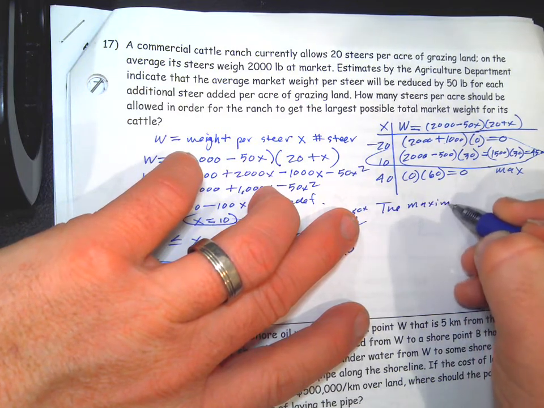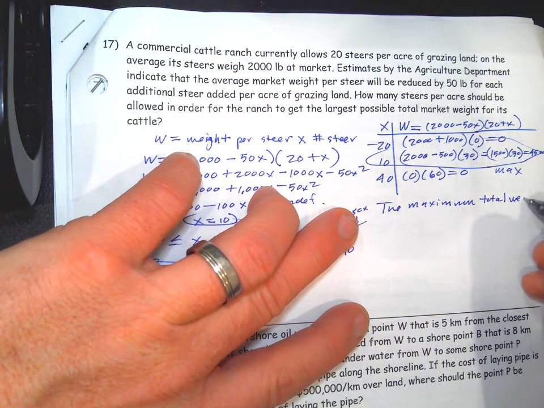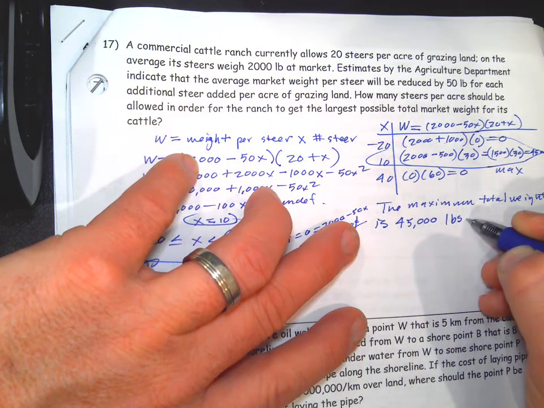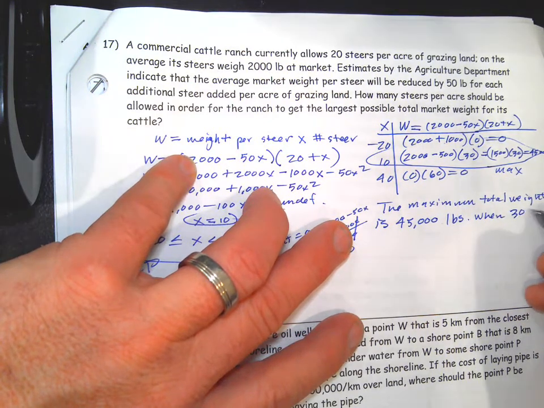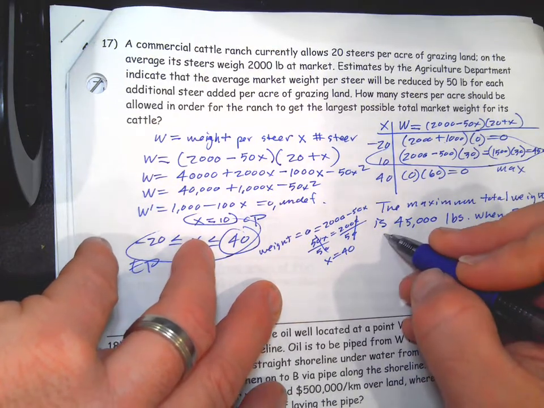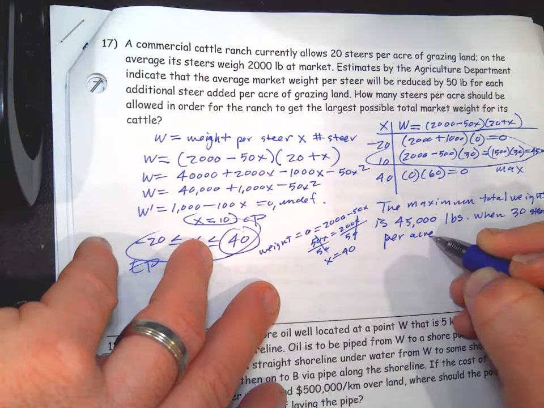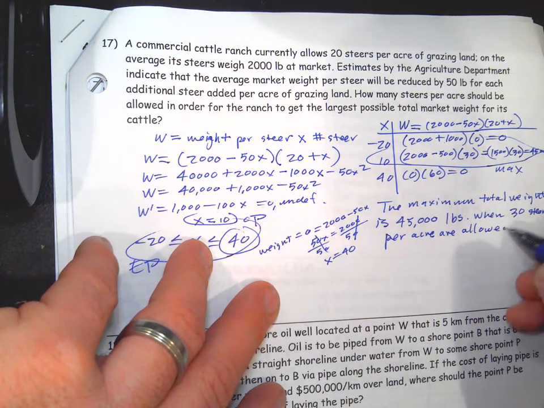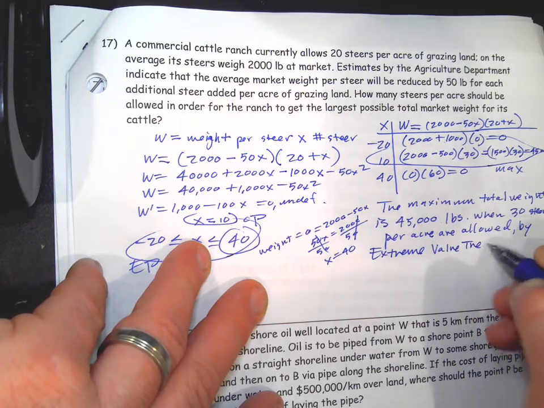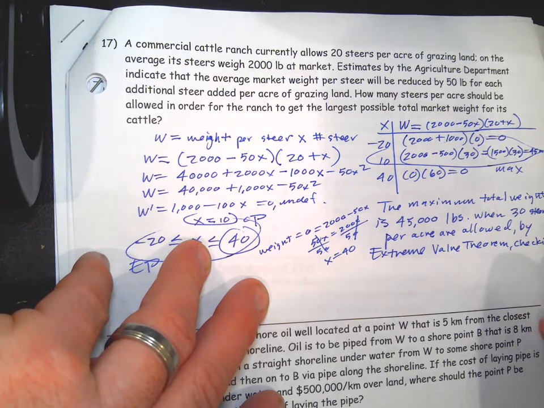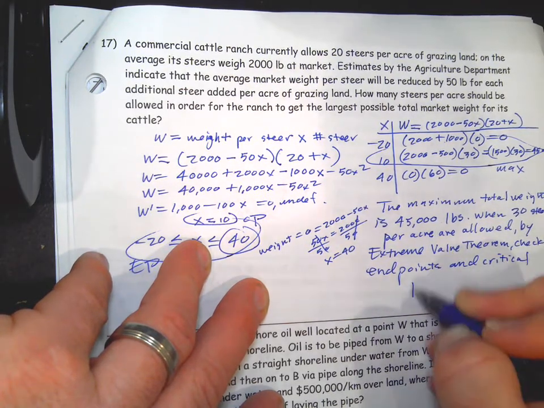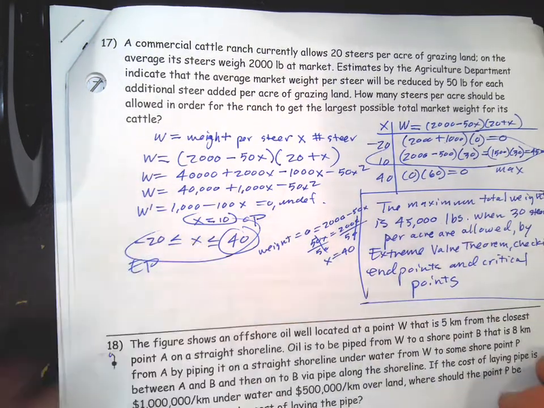The maximum total weight is 45,000 pounds when 30 steer per acre are allowed, by the extreme value theorem, checking endpoints and critical points. 30 steer because it's 10, but we add 10 to 20. All right, last one.